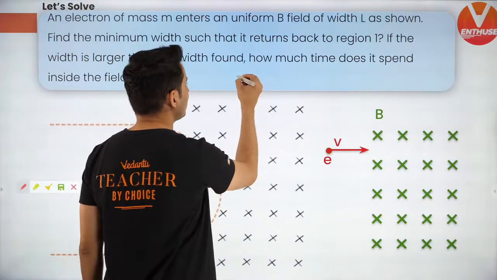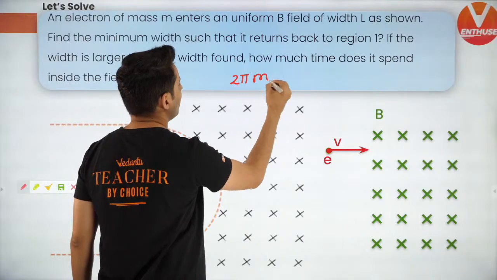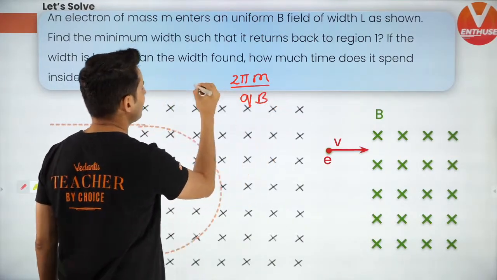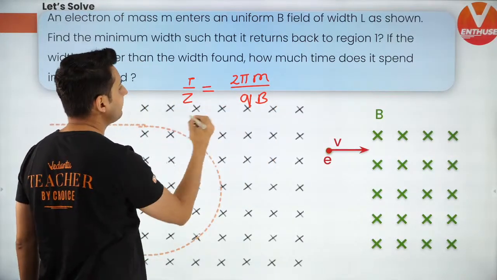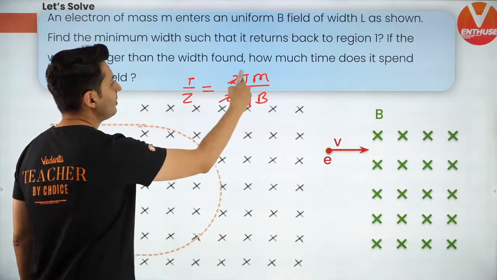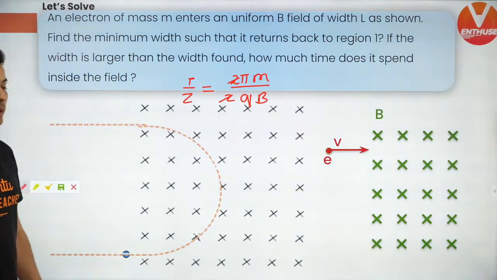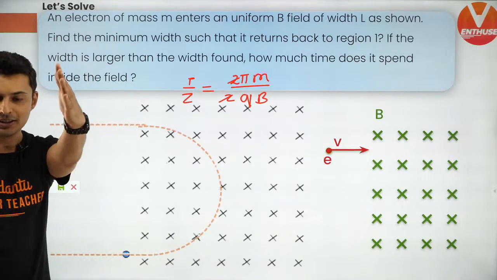So what was your original formula? It was 2 pi m by qB. This was the time period formula. But now it will spend only half the time. So divide by 2. So the answer will be pi m by qB. I hope this is clear. Yes, very good. Half the time.